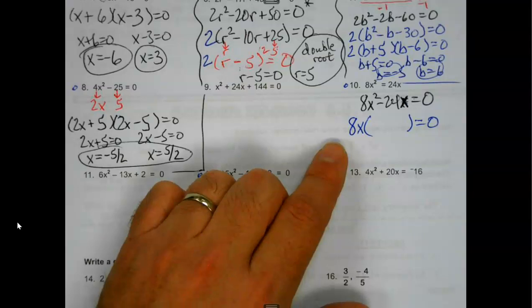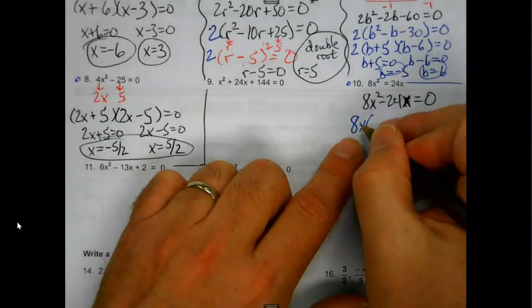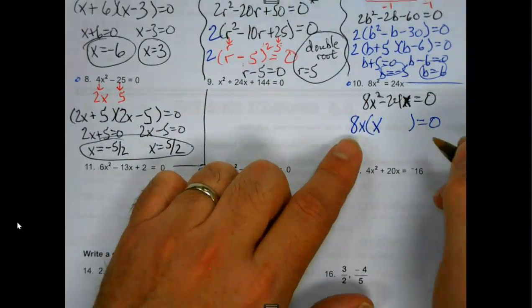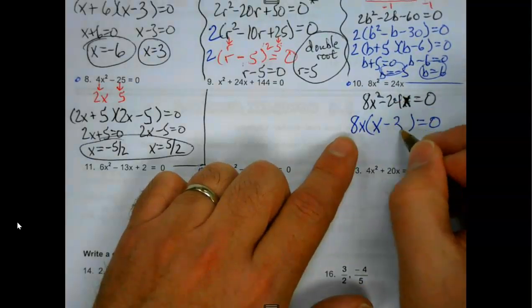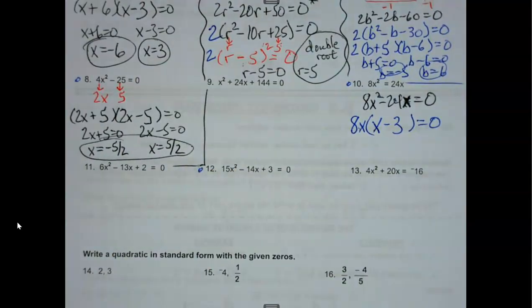And just take your time on this part. I already got the 8. I got 1x. I need 2. So let me get one more. Negative 24 divided by 8 is negative 3. I already got the 1x.